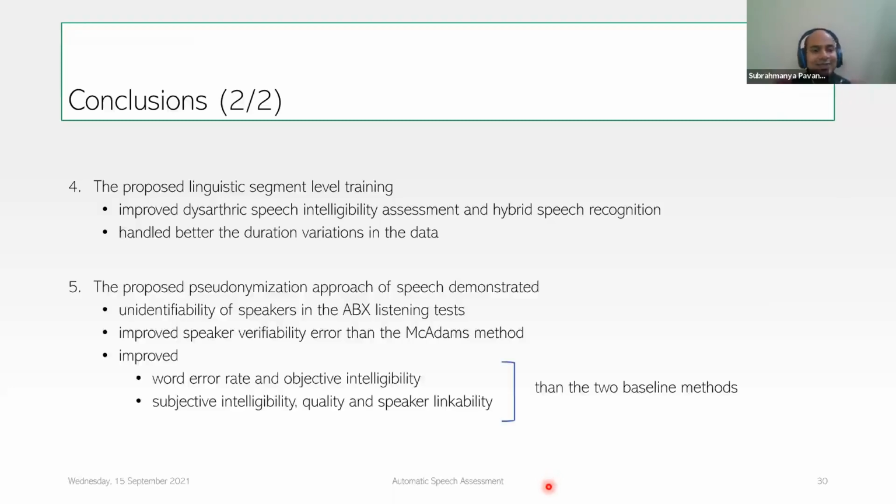And the final contribution, the pseudonymization method that we have talked about, has demonstrated unidentifiability of speakers in the ABX listening tests. It improved speaker verifiability over the McAdams method, which is one of the baselines. It also improved the word error rate and objective intelligibility over the two baseline methods, and it also improved subjective intelligibility, quality, and speaker linkability over the two baseline methods.